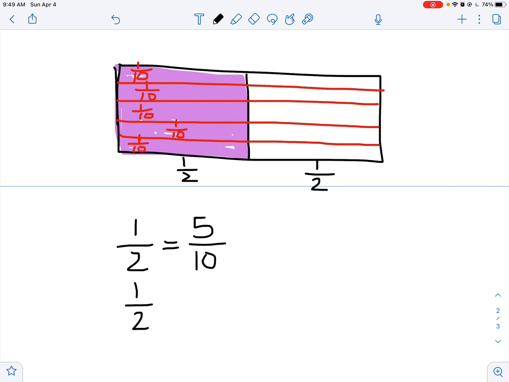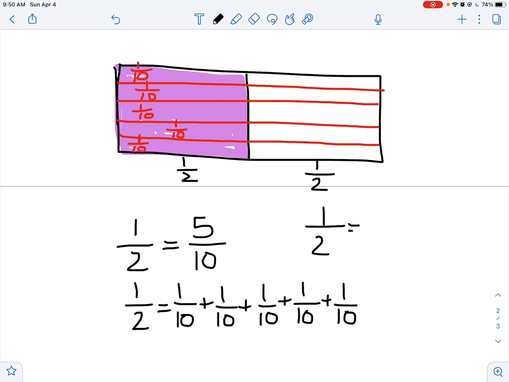So sure enough, 1/2 is equal to 1/10 plus 1/10 plus 1/10 plus 1/10 plus 1/10, or 1/2 is equal to 5 times 1/10, or 5/10. So your job today in the assignment is to take some pre-drawn area models and partition them out a little bit more to search for some equivalencies and find the equivalent fraction. And then you're going to be asked to draw your own area models. So make sure you understand what I'm asking you to do. Let me know if you need any help.